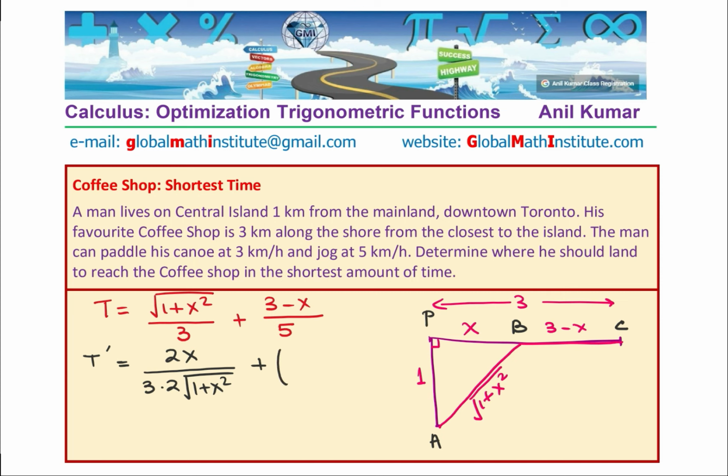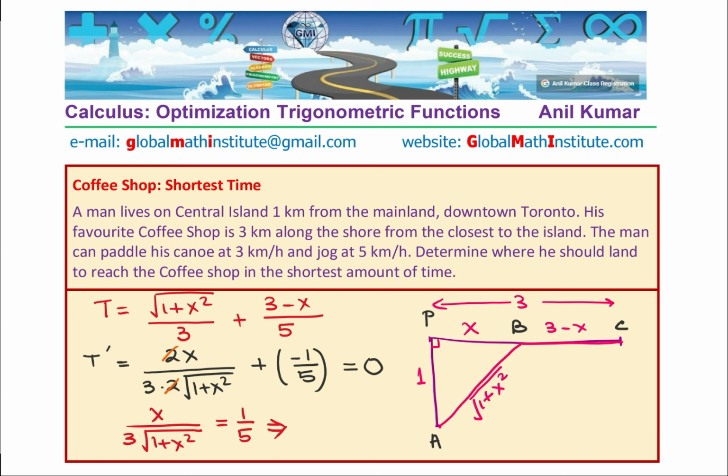So we get minus 1 over 5. Is that clear to you? Correct? Because 3 over 5 is a constant, minus x over 5 gives you derivative of minus 1 over 5. And we have to equate this to 0 to get our critical number, right? So after simplification of this, 2 and 2 will cancel. So we can write down now that x over 3 times square root of 1 plus x square is equal to 1 over 5.